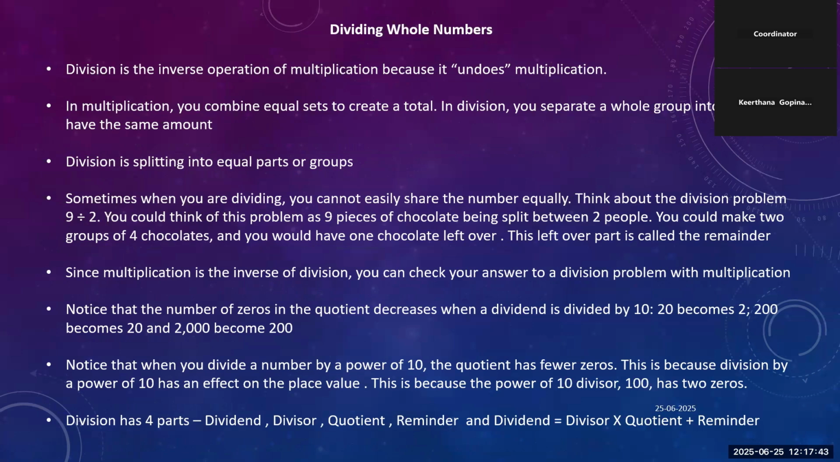Like say there are 9 pieces of chocolate in the example given here, to be divided between two people. How can you do it? You can give 4 each to two people. That makes it 8, and one is remaining. That is called the remainder. A division has 4 terms. We can give 4.5 chocolates.